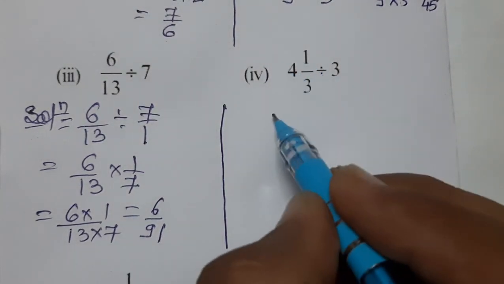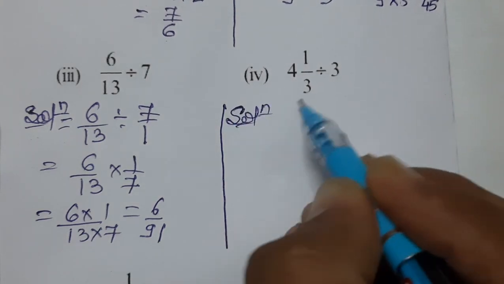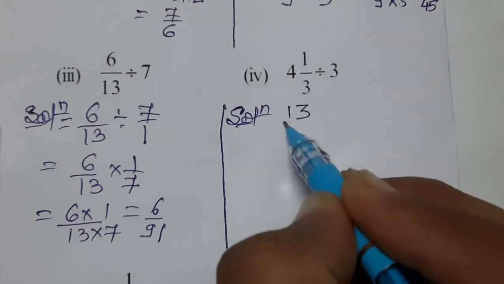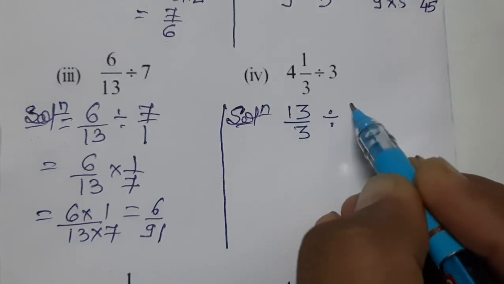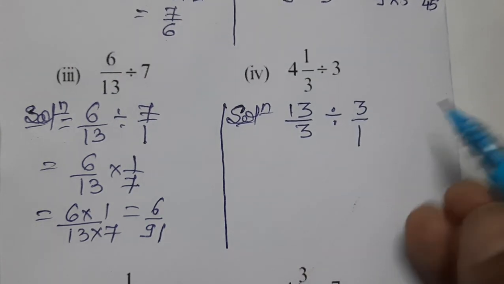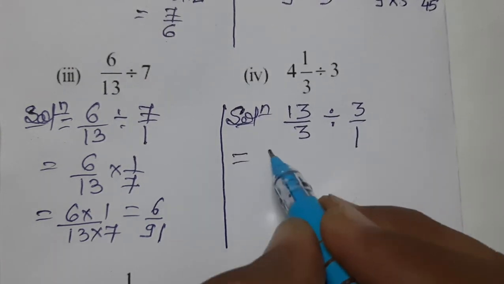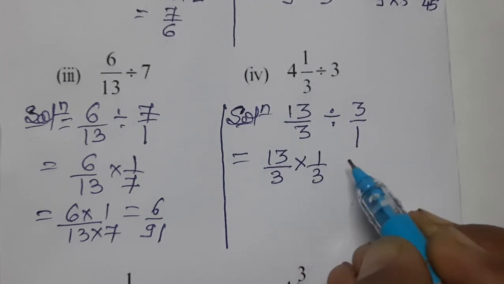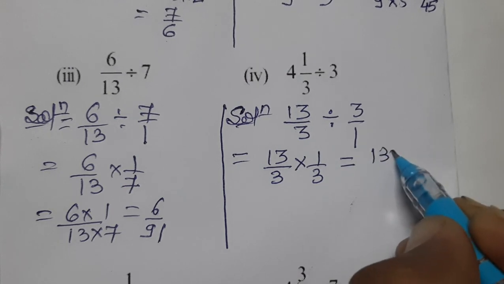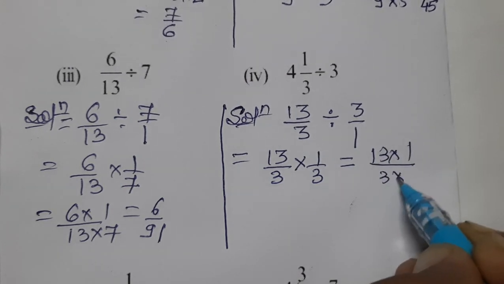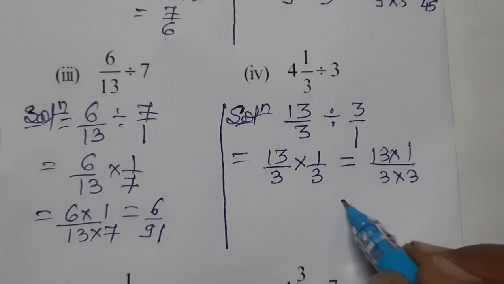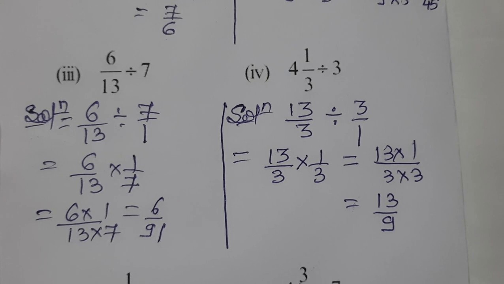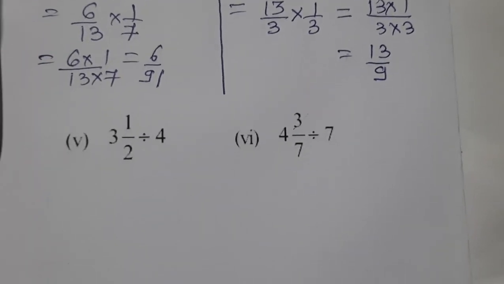4 here 12, 12 plus 1, 13. First convert mixed fraction to improper. So 13 by 3 divided by 3 by 1. Put 1 as denominator. Now take reciprocal again. Reciprocal of 3 by 1, 1 by 3. Now multiply numerator with numerator and denominator with denominator. So what result will we get? 13 by 9. Now see next question, 5th and 6th.